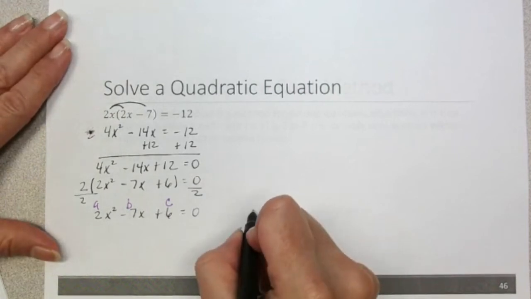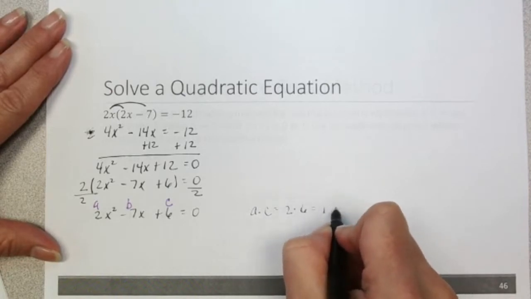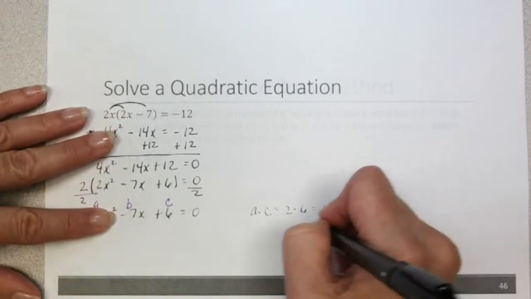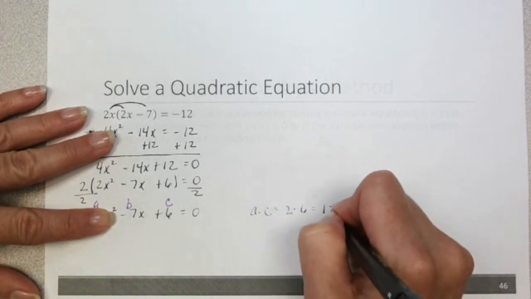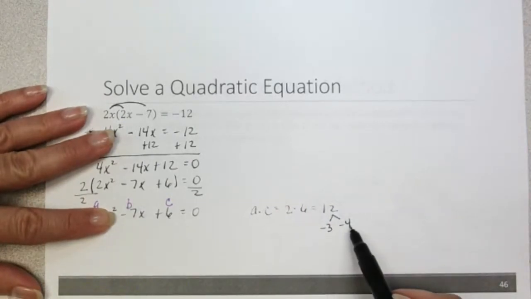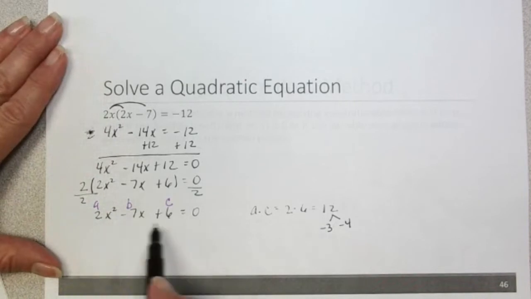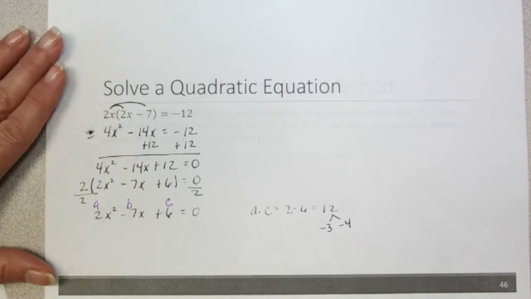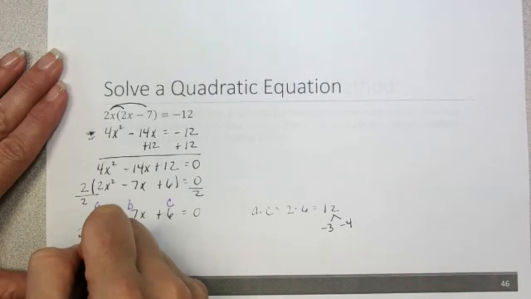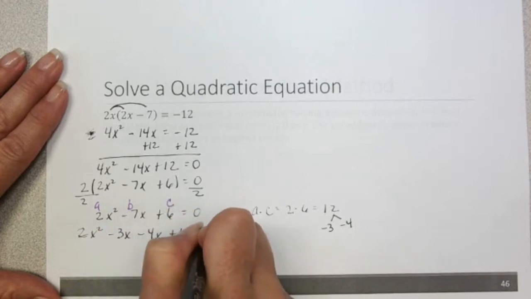Using the AC method, we can say that A times C is equal to 2 times 6, or 12. Okay? So now we want to find factors of 12 that add to -7. Well, the factors of positive 12 that add to -7 are going to be -3 and -4, right? Because -3 times -4 is 12, -3 plus -4 is -7. So those are the factors I want. So let's split this into 4 terms now and then factor by grouping. We're going to split that middle term. So we'll have 2x squared minus 3x minus 4x plus 6 equal to 0.